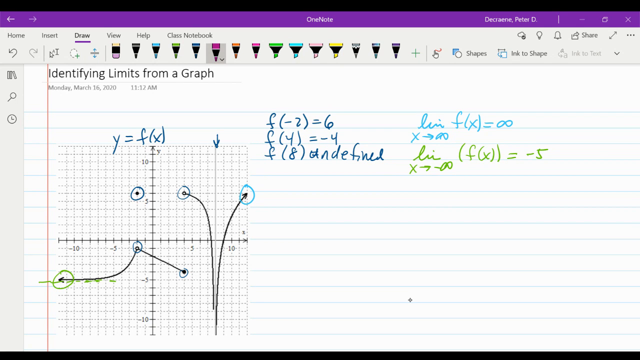We can do a few others. The limit as x goes to 0 on f of x. Well, let's see. We're really talking about what happens as the x values get closer and closer to 0, and we're zooming in on that point. So that's going to be -2.